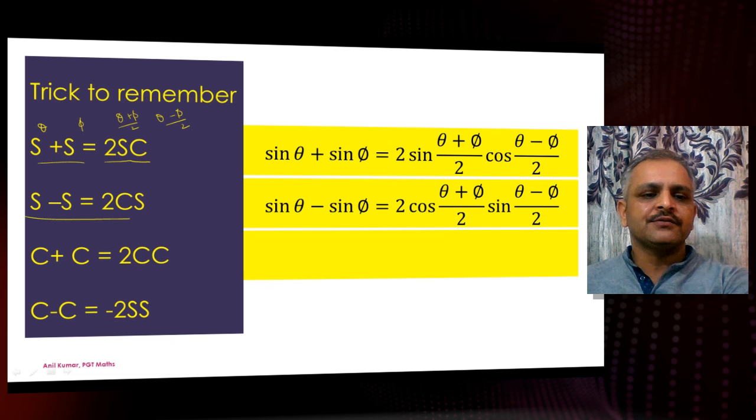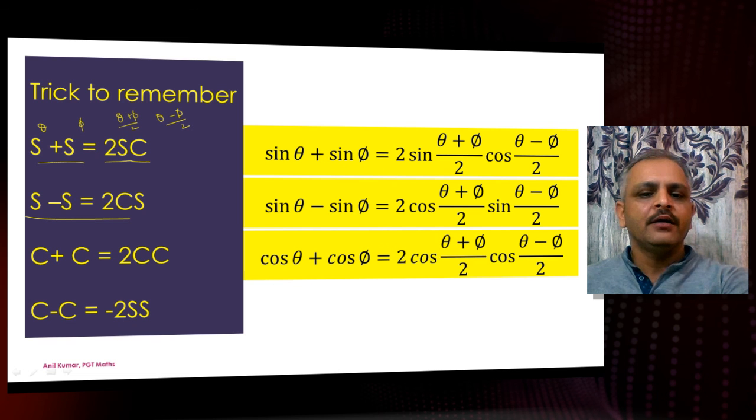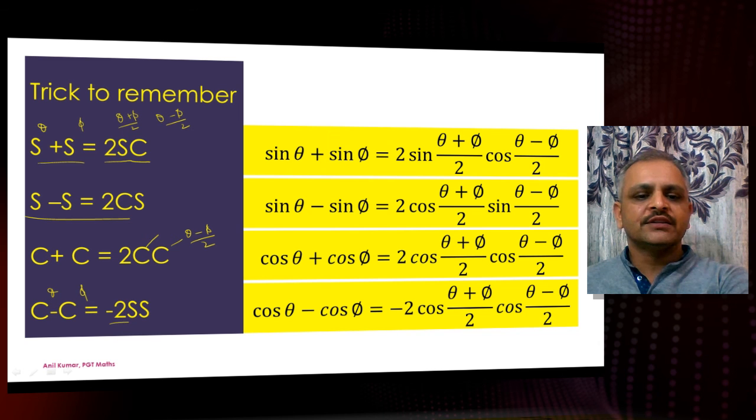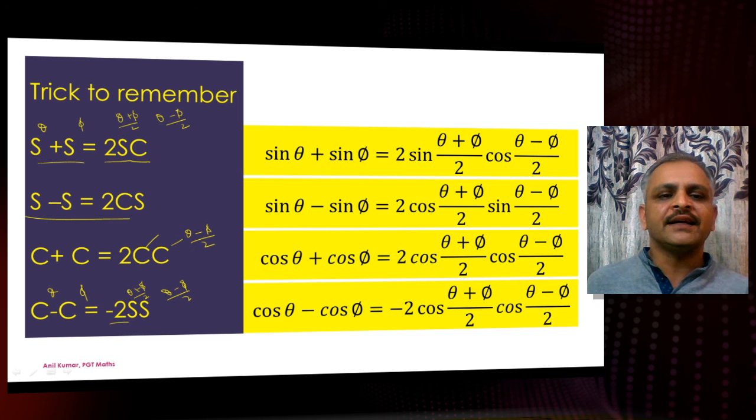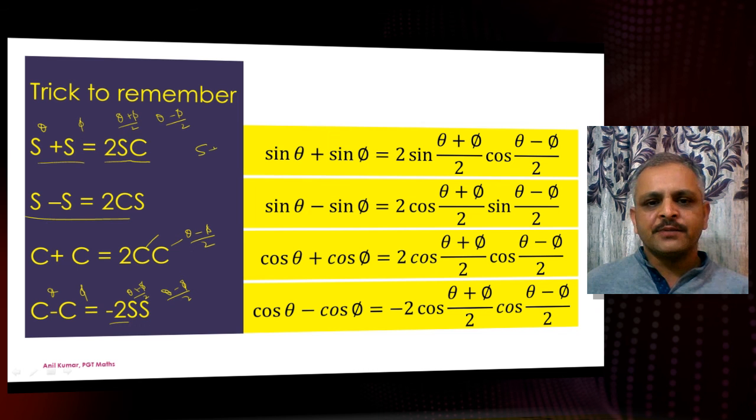Next will be cos theta plus cos phi will be 2 cos theta plus phi by 2 and cos theta minus phi by 2. And next last will be cos theta minus cos phi will become minus 2 sine theta plus phi by 2 and sine theta minus phi by 2. So in this way we can remember all these 8 identities. What you have to do? First s plus s, s minus s, c plus c and c minus c. And this side 2sc, 2cs, 2cc and minus 2ss.